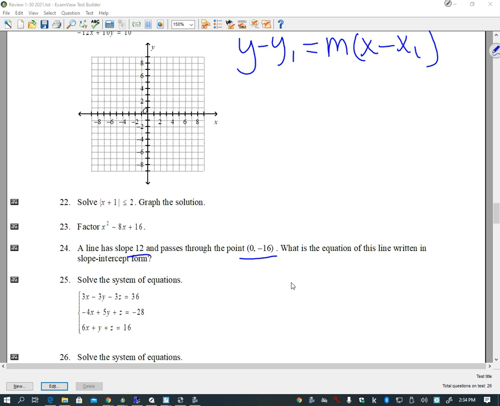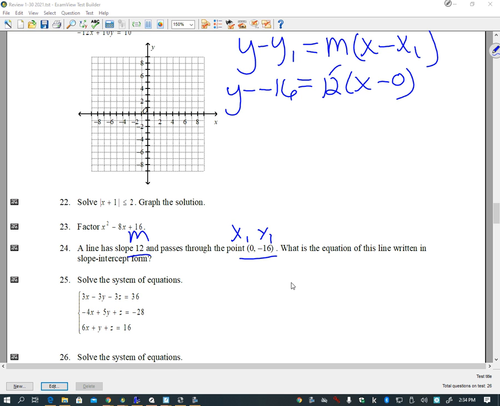What am I going to sub 12 in for? M. What am I going to sub 0 in for? X1 and negative 16. All right. So I get y minus negative 16. It's important that you have both negatives there. Equals 12 times x minus 0. All right, what's after that? Jacob James, what do you think? What would you do next? You want to give it a shot? Distribute the 12, very good.